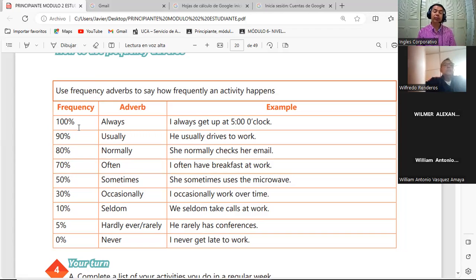Occasionally, 30%, como ocasionalmente, right? I occasionally work overtime. Seldom is 10%, seldom, right? Rara veces. We seldom take calls at work. And then finally, hardly ever or rarely. He rarely has conferences. He hardly ever has conferences, right? And never. I never get up late to work, right? Siempre levanta tempranito el trabajo, okay? Okay, good. Now these are the examples.